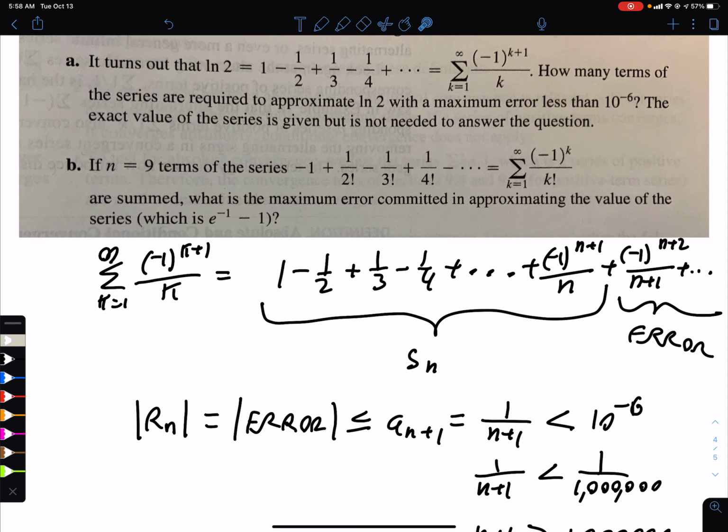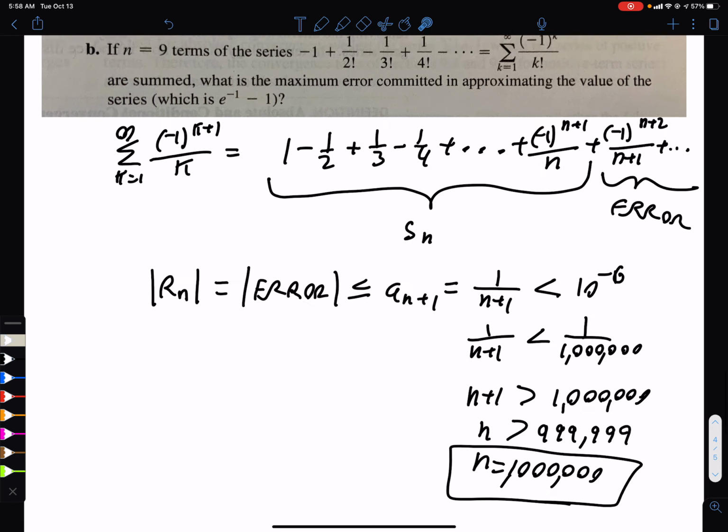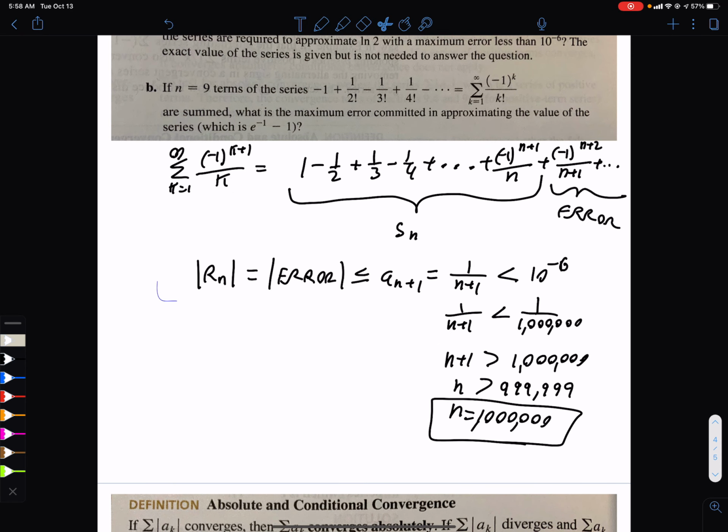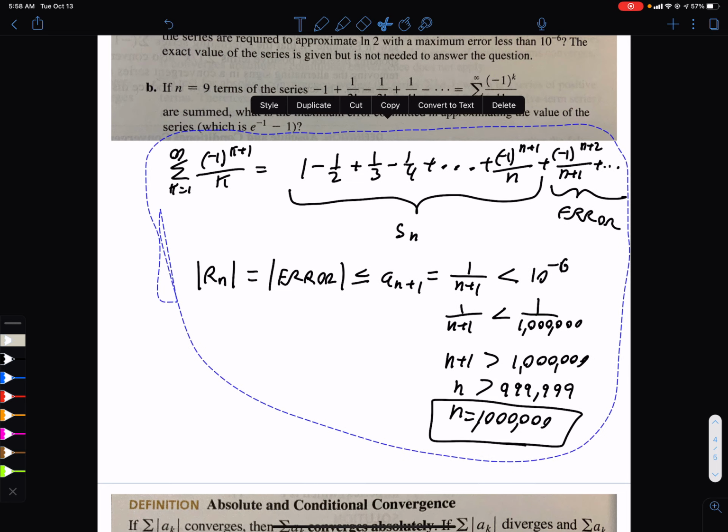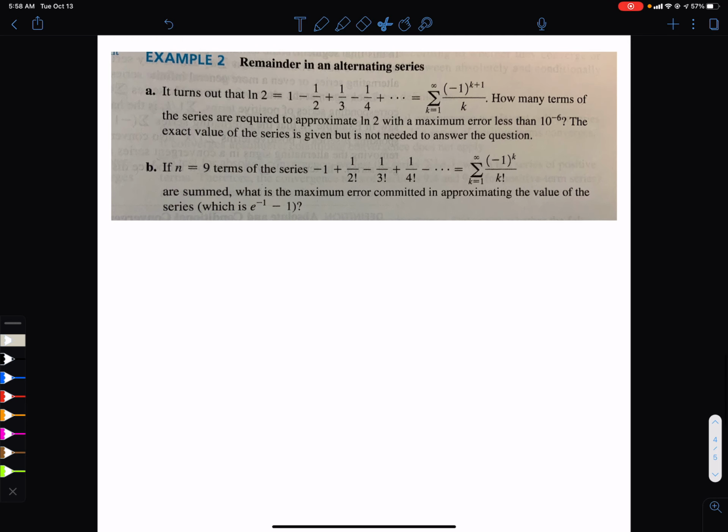All right, let's take a look at the next example. Let me erase all this stuff. So if n equals 9, so you use 9 terms of this series added up, what's the maximum error in approximating the value of this series? The maximum error. So let's look at this again.